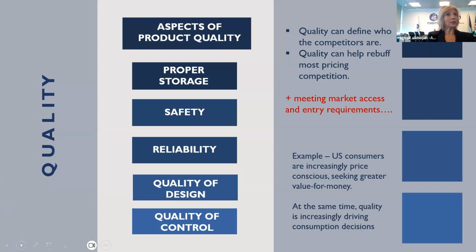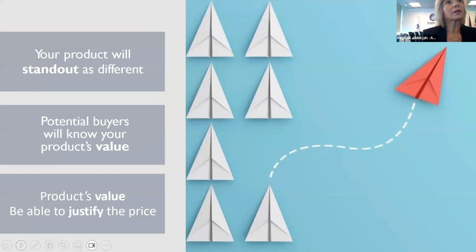Next slide, please. What does that mean? It means your product will need to stand out as different. And if we look at the red paper plane, this is where we need our product to be. Potential buyers will know your product's value, so they will be looking and choosing your products, and the product's value will be able to justify the price. So if we do our homework, we build our value proposition the right way, we are able to pitch it. We reflect that in all our marketing material, in our value proposition, in our teasers, in our communication. It will make the resistance when we are negotiating price so much easier.